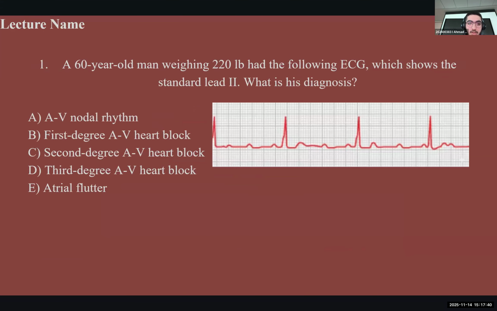So the next question. A 60-year-old man weighing 220 pounds had the following ECG, which shows the standard lead 2. What is his diagnosis? Well, yes, the third, exactly. You can tell the third degree is very special. There is a lot of P's with not a single small QRS wave.